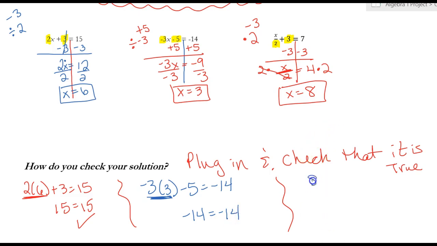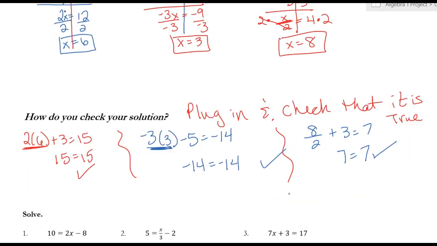And then last one to check, 8 divided by 2 plus 3 is 7. Well, 8 divided by 2 is 4, and 4 plus 3 is 7. So we've done that correctly too. Okay, so if you're ever wanting to make sure you did it right, and it's a good habit to do, go ahead and plug it in.